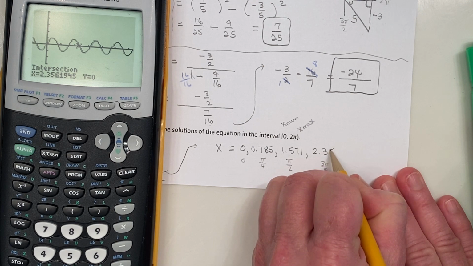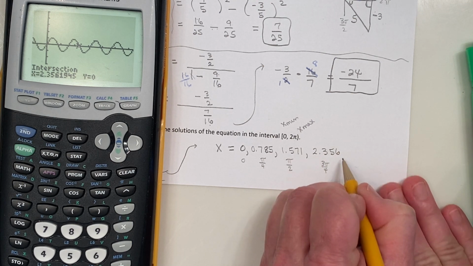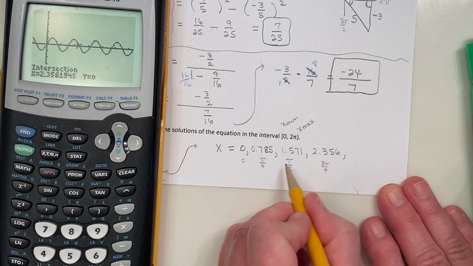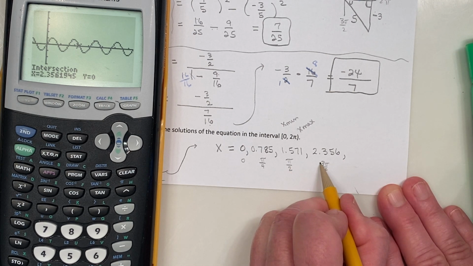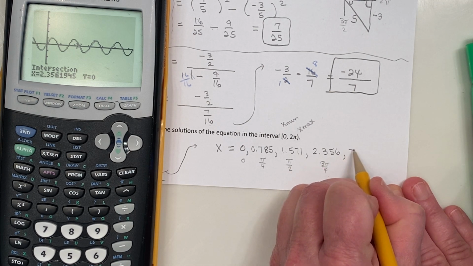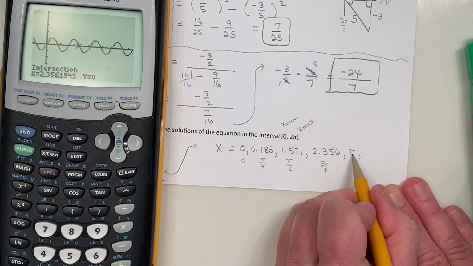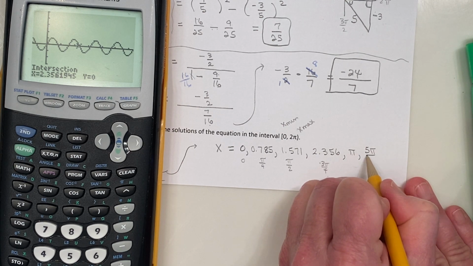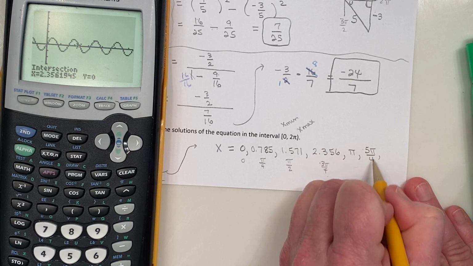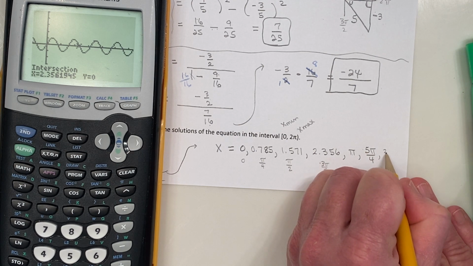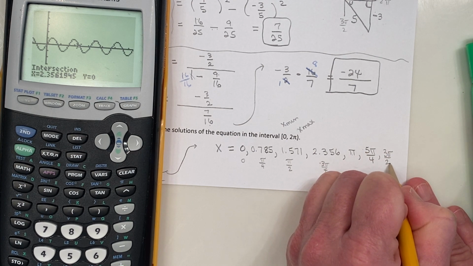You can continue just doing all the decimals, but if you observe a pattern, like right now, I feel like I'm adding a fourth of pi every time. So if I add another fourth of pi, it's going to be pi. Another fourth pi would be 5 pi over 4. Another fourth pi would be 6 pi over 4, or 3 pi over 2.